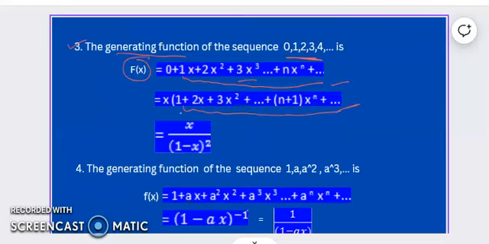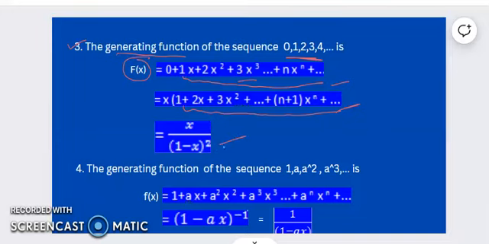That's why x into 1 by 1 minus x square is equal to x by (1 minus x) whole square. Now the fourth formula is the generating function for the sequence of the form 1, a, a square, a cube and so on, which is 1 plus ax plus a square x square plus a cube x cube plus and so on plus a^n x power n plus and so on. This can be written as (1 minus ax) whole power minus 1 by using the binomial expansion. It can also be written as 1 by 1 minus ax.